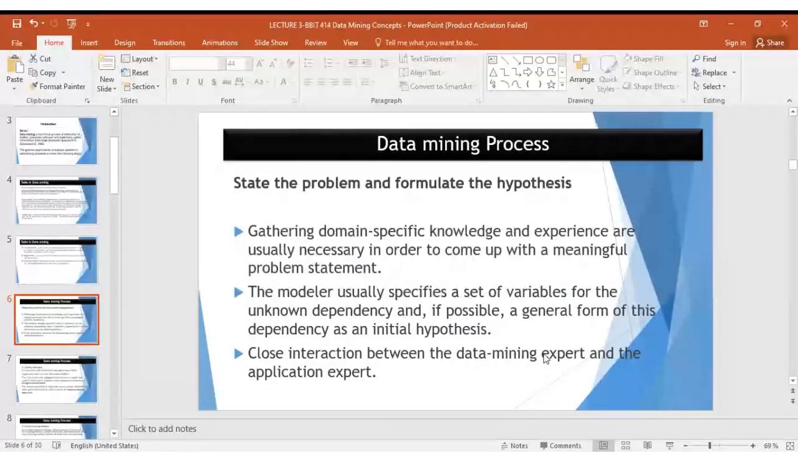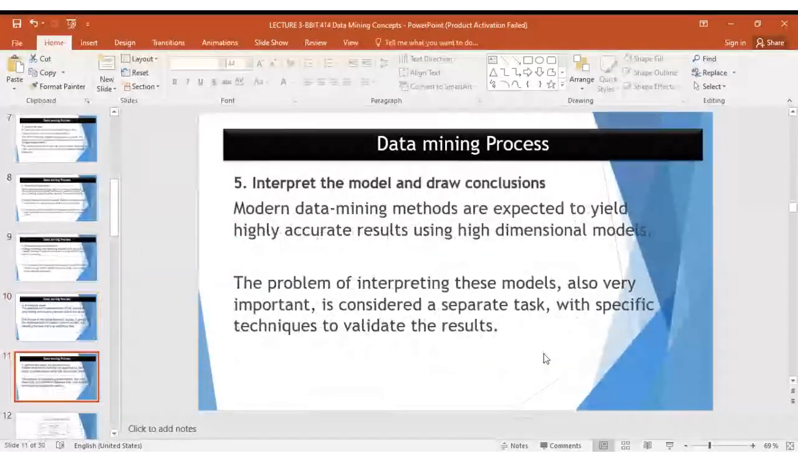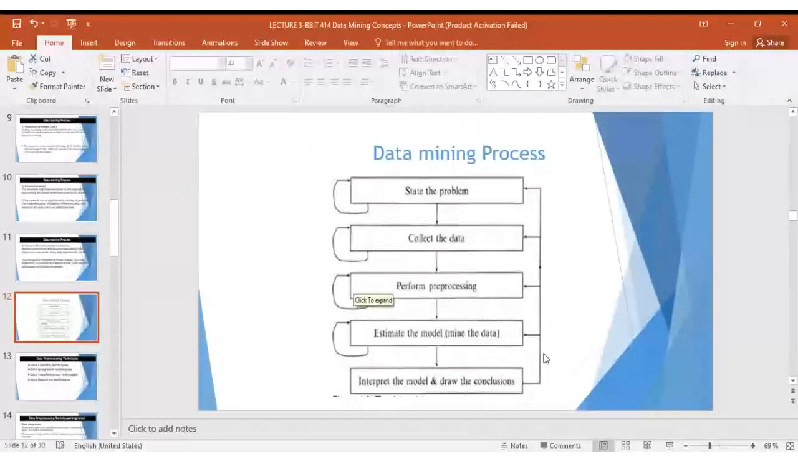So data mining process, and so we need to just get a bit of understanding of what that process would look like. And I think I'll go through this. So let me just show you this diagram first. I think I should just bring it up here.